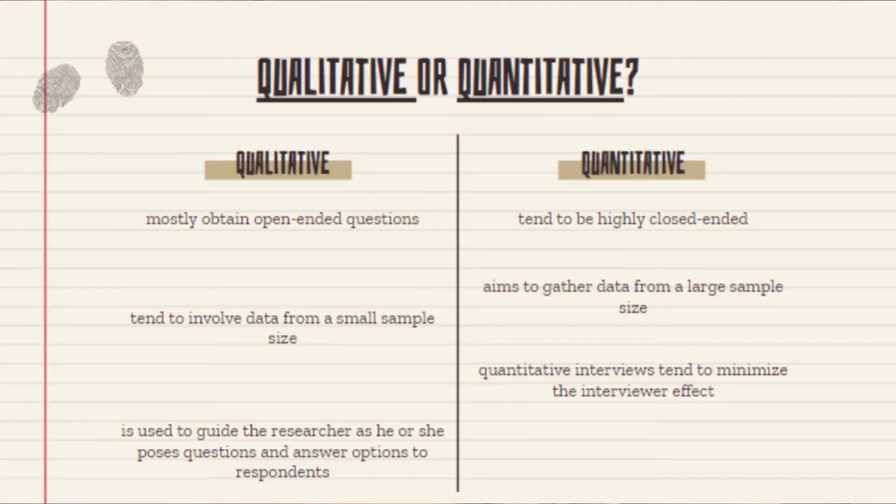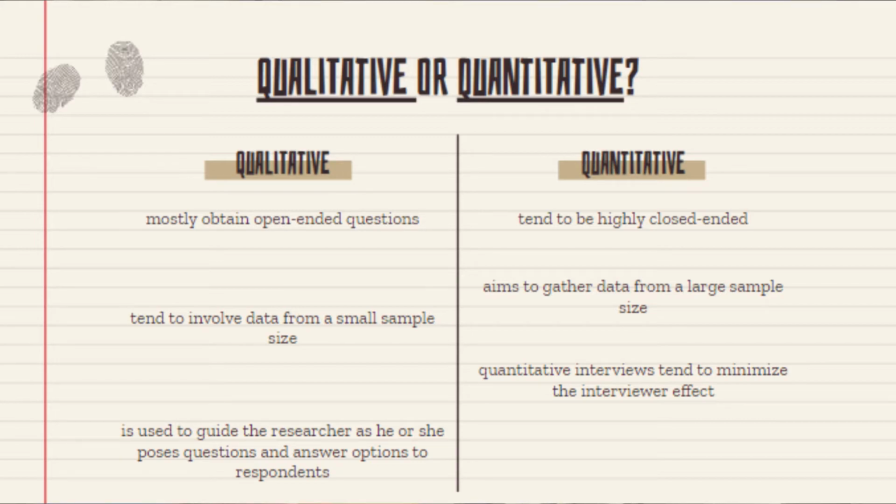It involves the oral exchange of information between the researcher and the subject, either face-to-face or not. How can we differentiate quantitative interviews from qualitative interviews? Quantitative interviews are highly different from other types of interviews which are used typically in qualitative research. Qualitative interviews mostly obtain open-ended questions. On the other hand, quantitative interviews tend to be highly close-ended, although few open-ended questions can also be asked.